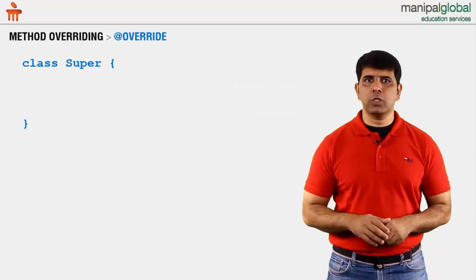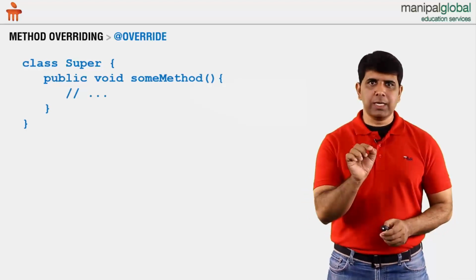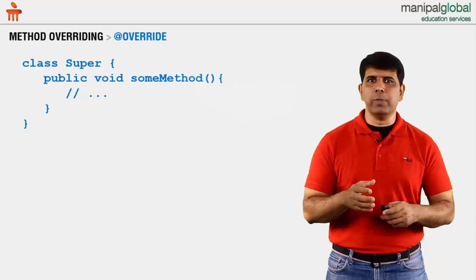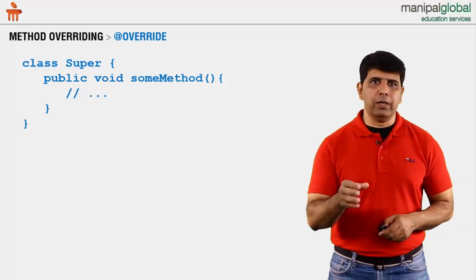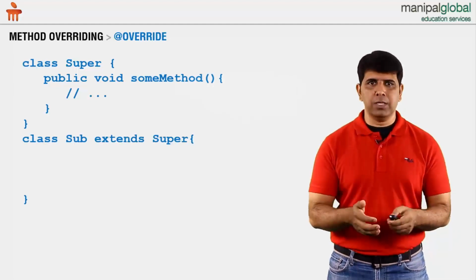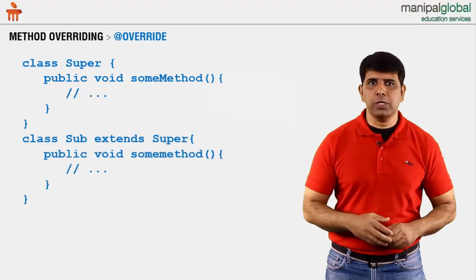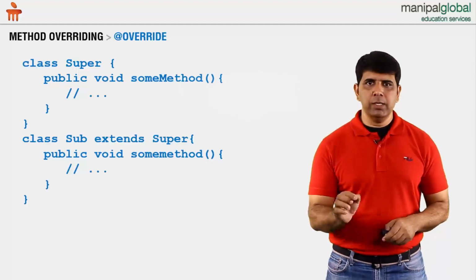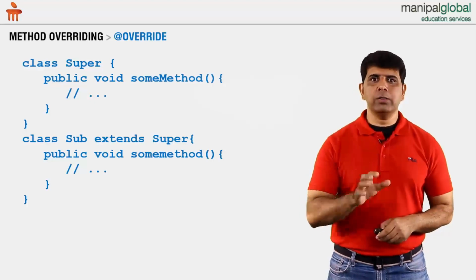We have a class called Super and we have a public void sumMethod. Now note the capital M in between, which is a good practice that we follow, what's called camel caps, and that's something that we need to observe here. Now we have a subclass, and the subclass extends the superclass. And we do have a function here, public void summethod, and note the small letter m for method. Now what do you think is going to happen?